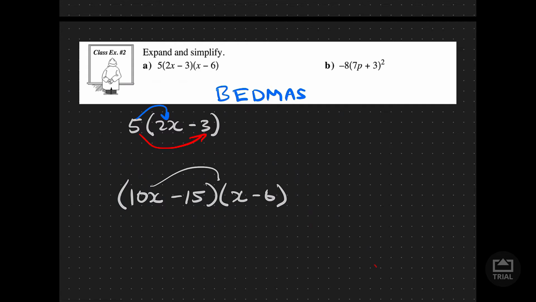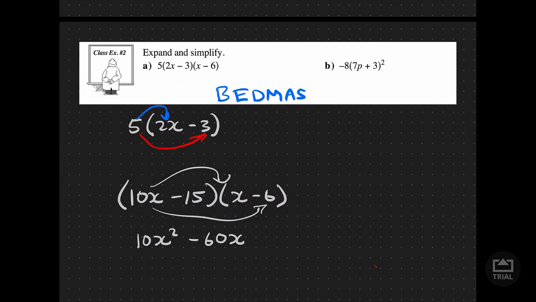Okay, so 10x times x is going to be 10x squared. I deal with the outside ones. 10x times negative 6 is going to be negative 60x. On the inside, I got negative 15 times x, which is negative 15x. And finally, on the outside, I've got negative 15 times negative 6. Two negatives makes a positive, and 15 times 6 is 90.